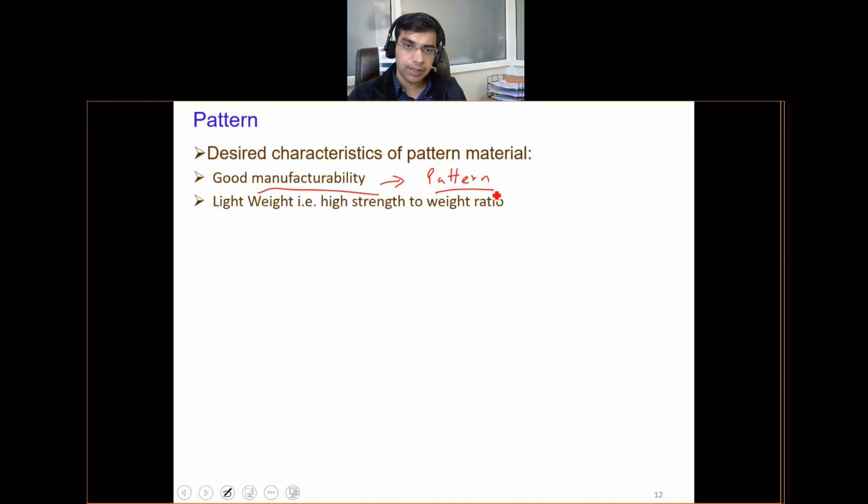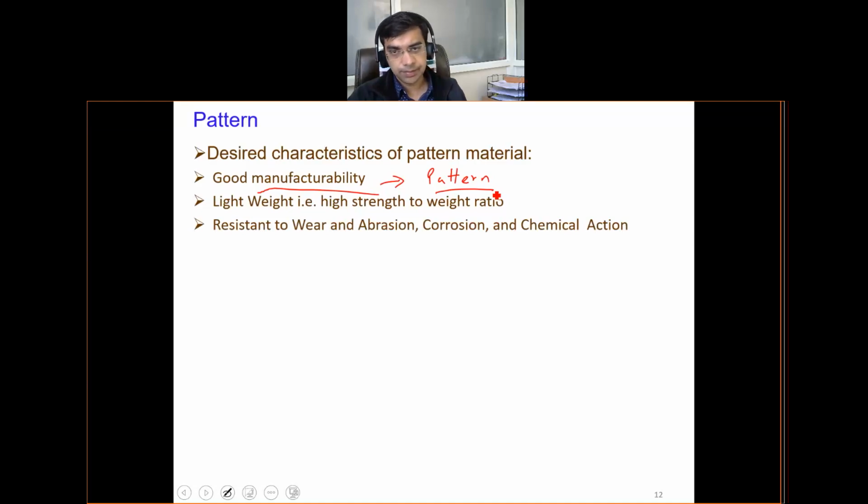Then it should be light in weight, high strength to weight ratio. Generally, these patterns have to be handled time and again, and they have to be taken from, say, the cope or from the drag. They have to be shifted from one molding flask to another molding flask. So generally, their weight should be less, but at the same time, they should also retain their strength. It is also expected these pattern materials should be resistant to wear and abrasion.